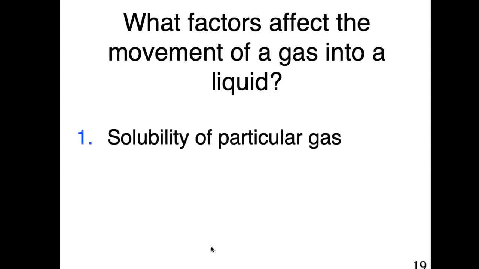We have to think about what factors are going to affect the movement of that gas into that liquid, right? The movement of that carbon dioxide into the blood, the movement of that O2 in order to transport it. Well, it's going to depend on these things. First, it's going to depend on the solubility of that particular gas. So how do you know what the solubility of oxygen is or of carbon dioxide? That's something you'd have to look up in the chem manual and find out what the solubility of that particular gas is. 2, it's going to depend on temperature.